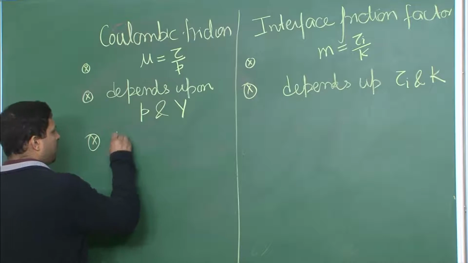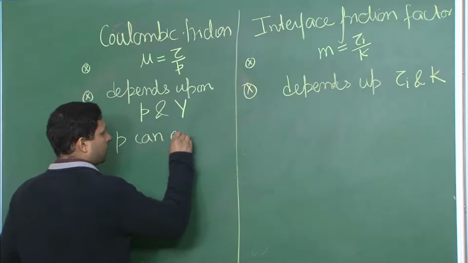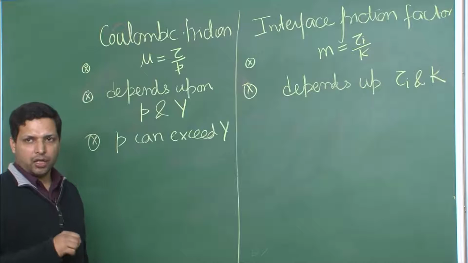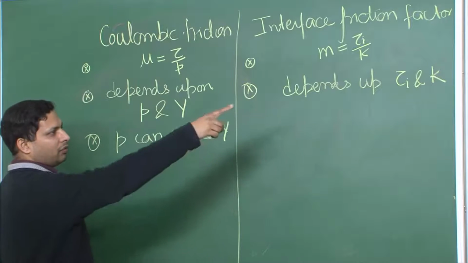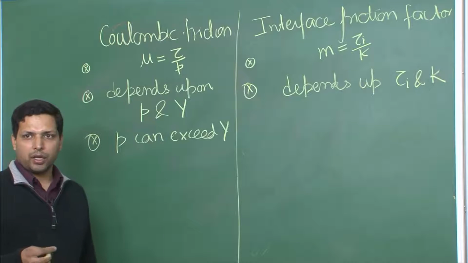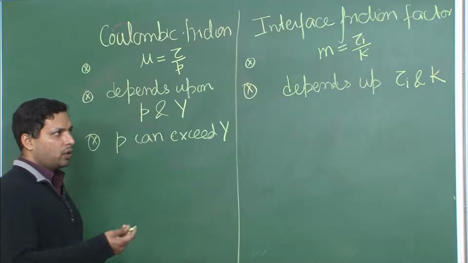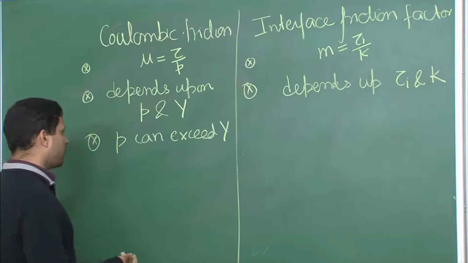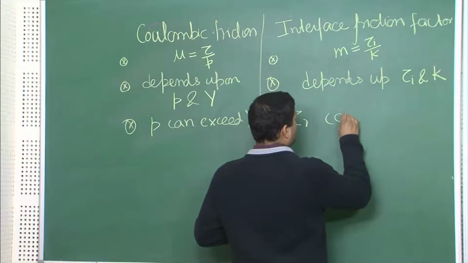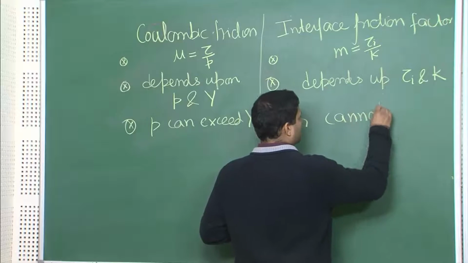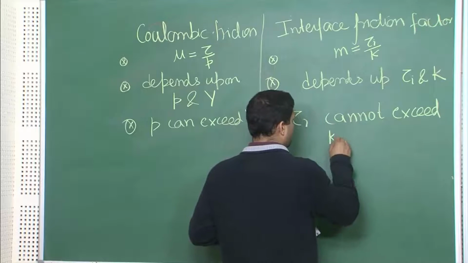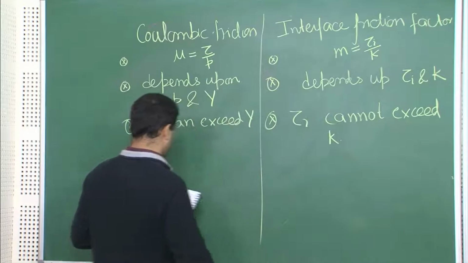Why? Because P can exceed Y. The normal stress acting on the interface can exceed Y, which we have seen over there. In fact, it is higher than Y for most of the points, except at the lowest point, which happens to be on the outer edge. On the other hand, tau I cannot exceed K, which is the yield shear strength.